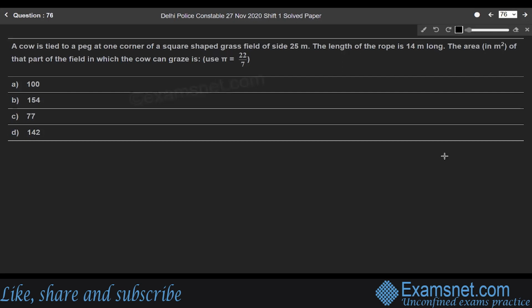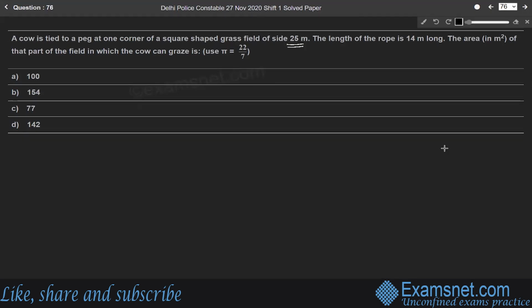Therefore, option B is the right answer. Question 76. A cow is tied to a peg at one corner of a square-shaped grass field of side 25 meter. The length of the rope is 14 meter. The area in meter square of that part of the field in which the cow can graze is, using pi as 22 by 7. So consider a square-shaped grass field whose side is 25 meter.